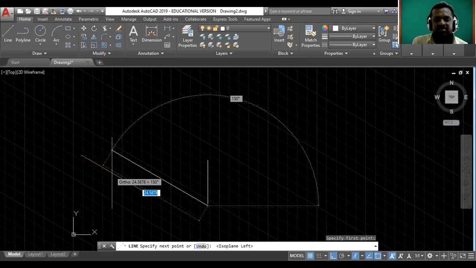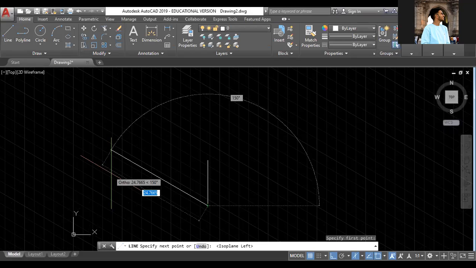What is the length of this line in this side? 54. Yes, it is 54. Enter.